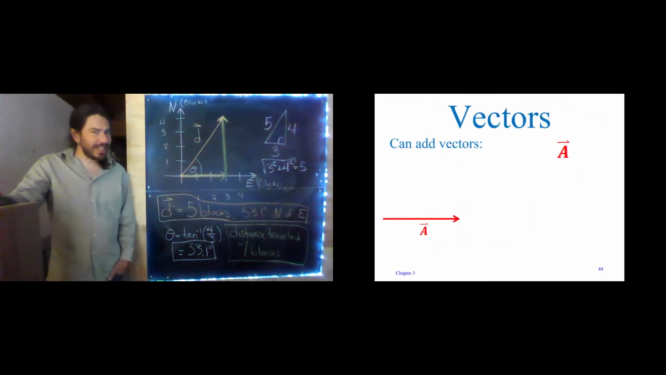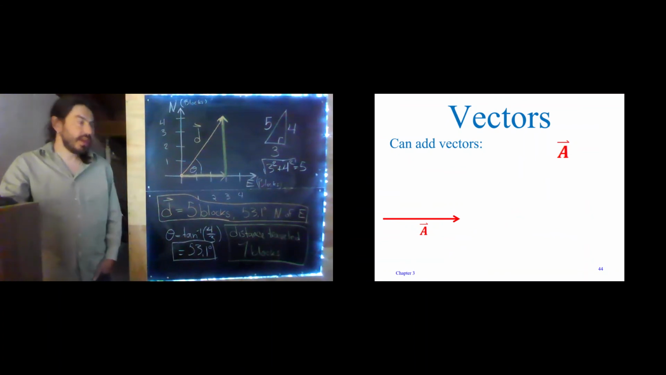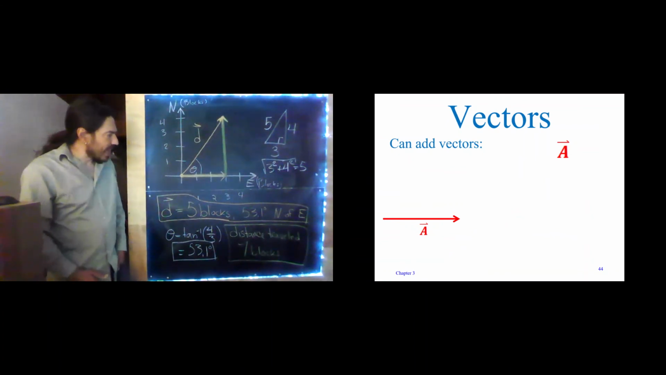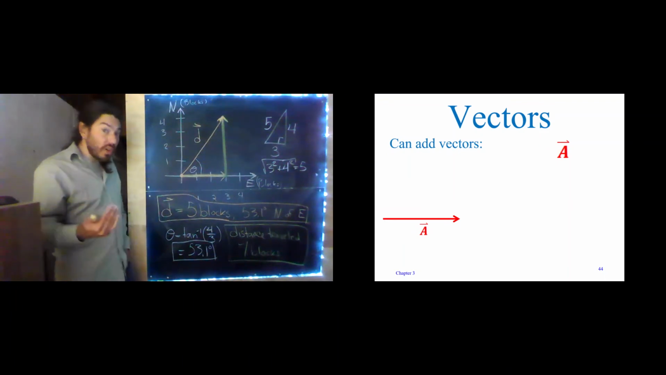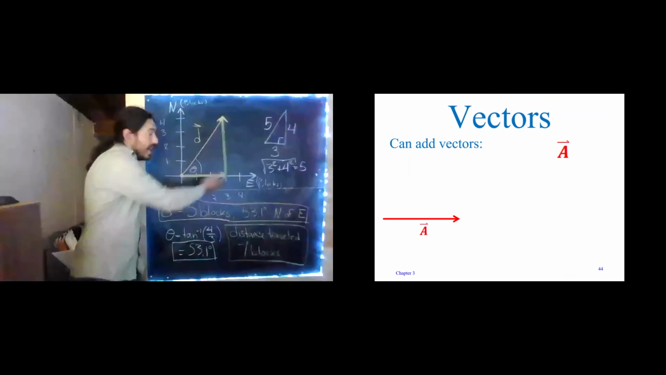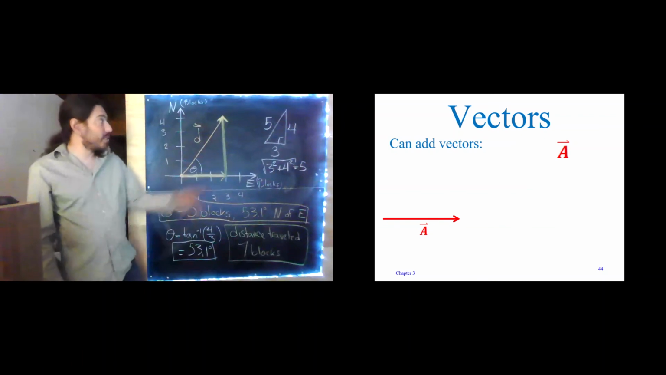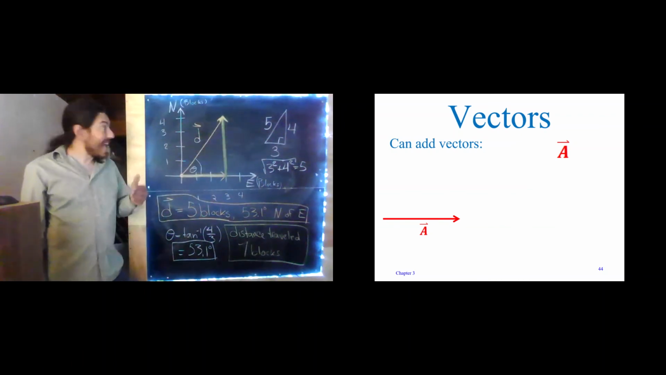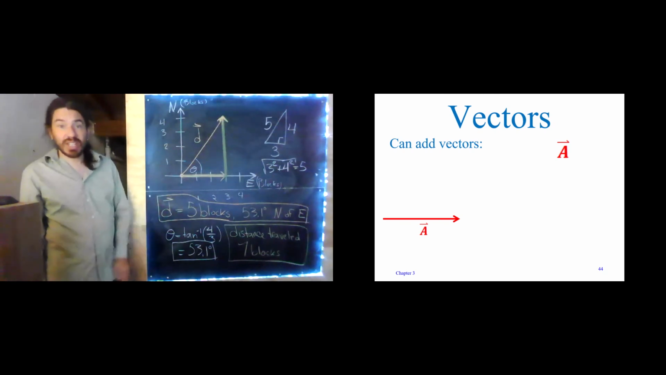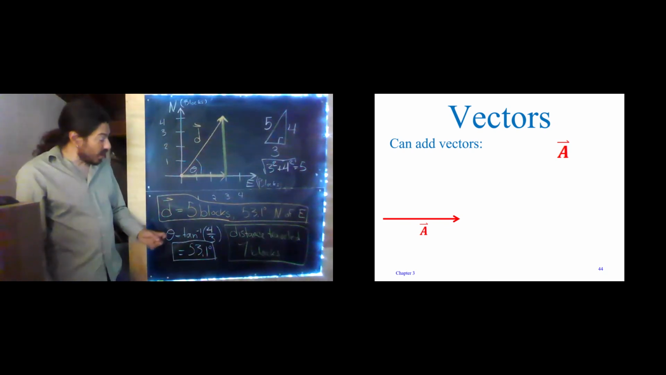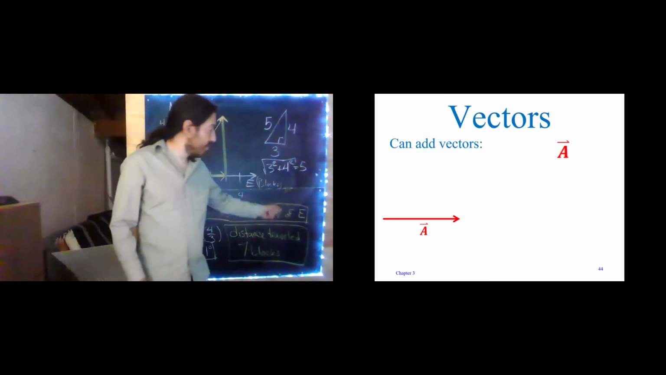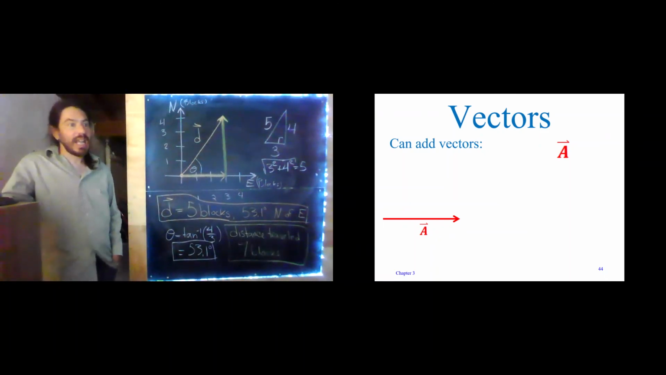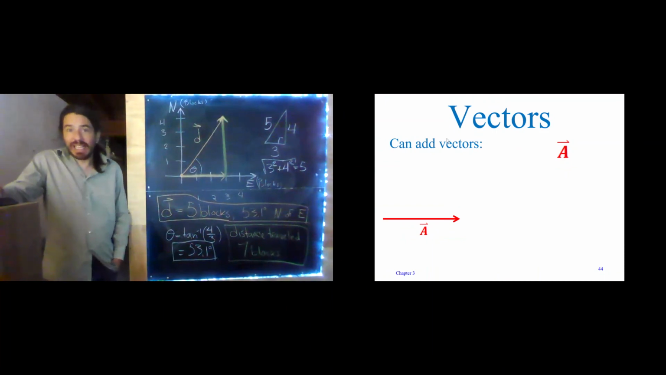You know what we just did here? We actually just added vectors, right? I asked you what was her final displacement, but I gave you two displacements, right? The first displacement was 3 blocks east, and my second displacement was 4 blocks north. So we actually just did vector addition. The resultant was 5 blocks, 53.1 degrees north of east. I just did vector addition.